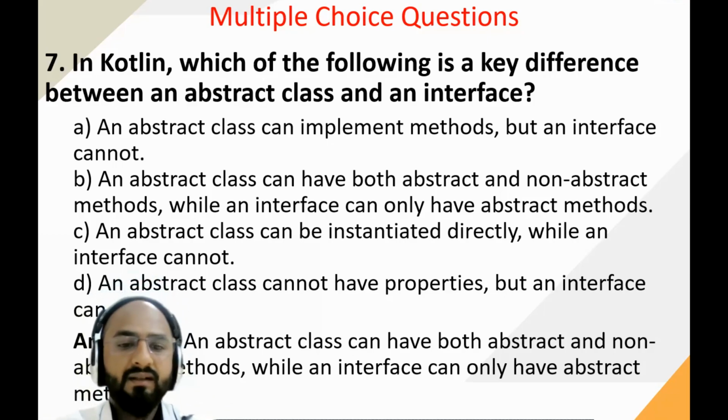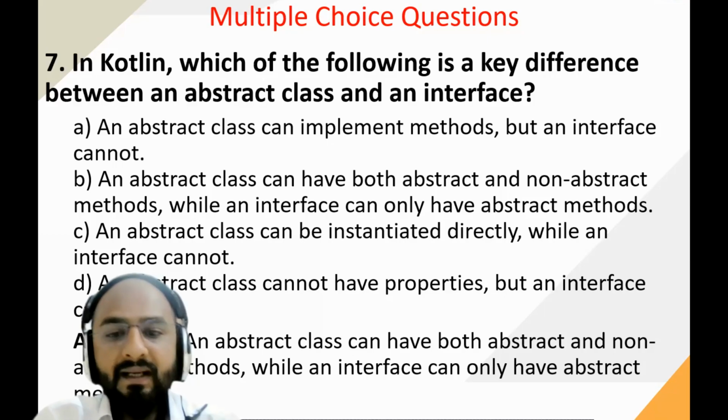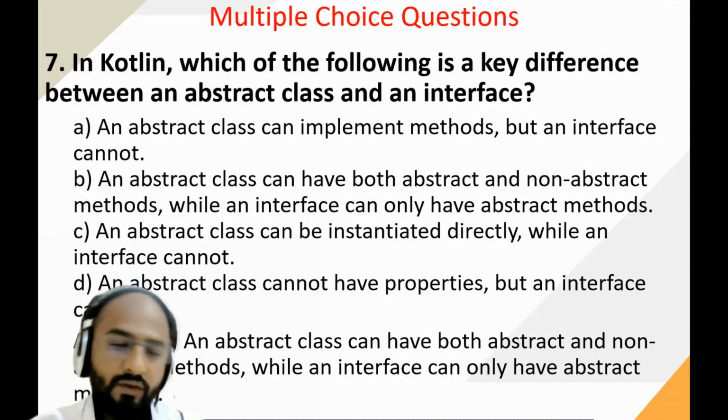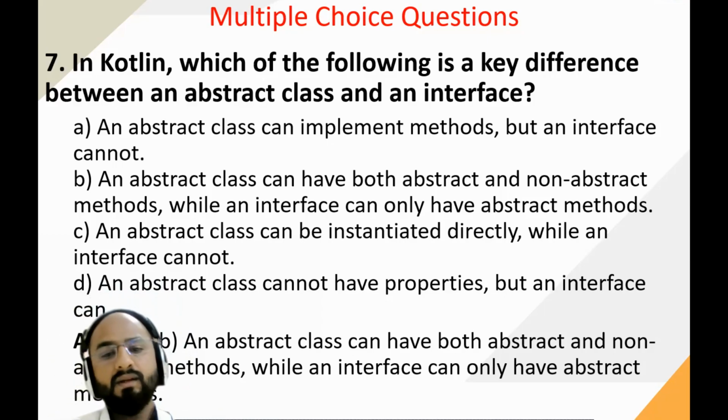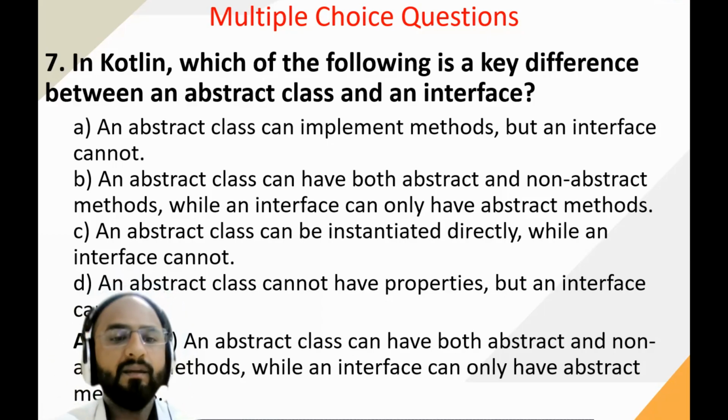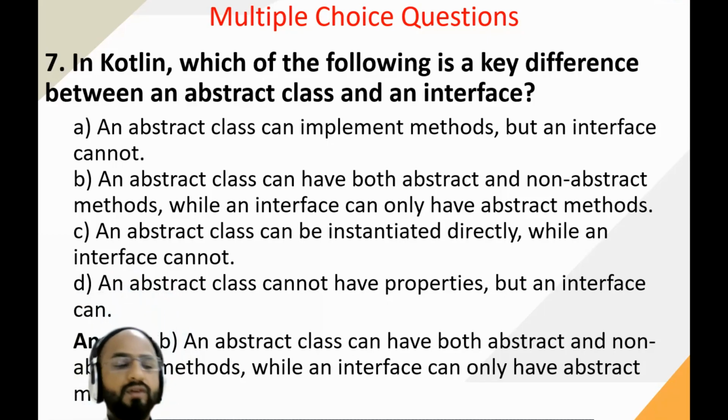D, an abstract class cannot have properties, but an interface can. So right answer is B. An abstract class can have both abstract and non-abstract methods, as we have discussed, while an interface can only have abstract methods. So if you are creating a method in the interface, it will be abstract.